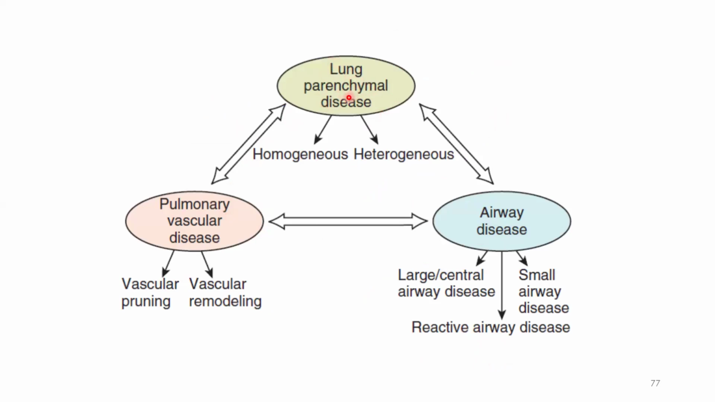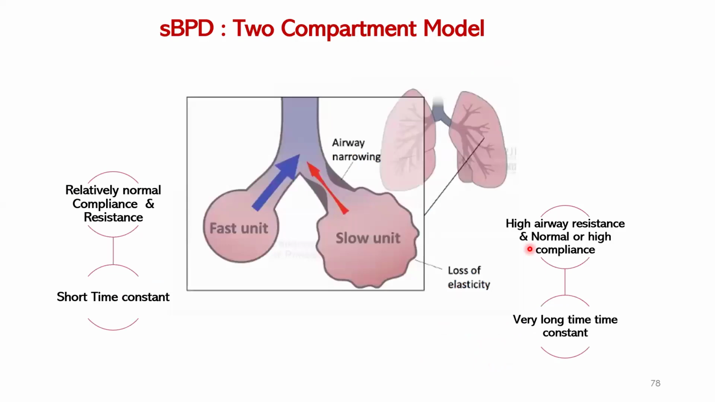There is involvement of the lung parenchyma, the pulmonary vasculature and the airway. So severe BPD is basically a 2-compartment model. What is a 2-compartment model? There is some atelectatic unit and there is some hyperinflated unit. In the atelectatic unit, the first unit, there will be relatively normal compliance and resistance, so the time constant will be short.